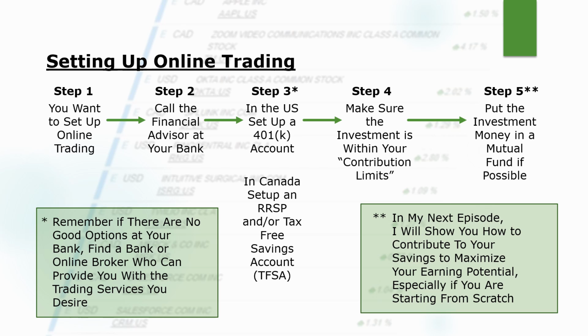Also remember to go online and check your contribution limits. Remember, you can only contribute so much per year into either a retirement savings plan or, in Canada, your tax-free savings account. Your limits will be shown in the links below this video. Finally, once we have set up our account, in my next episode, we'll talk about step 5. Here, we will learn how to make regular contributions that will maximize the benefit for you.